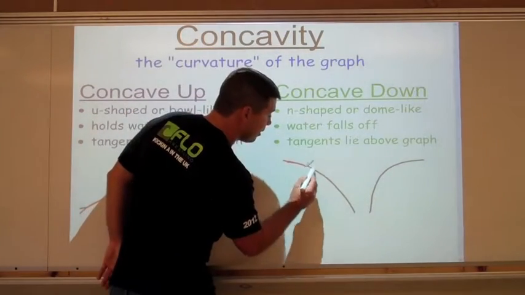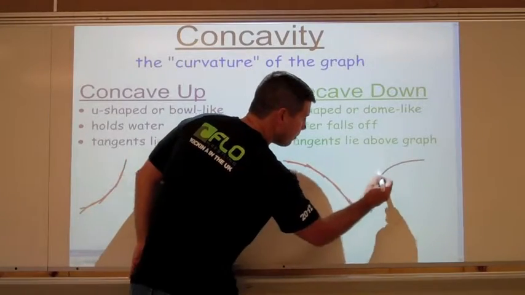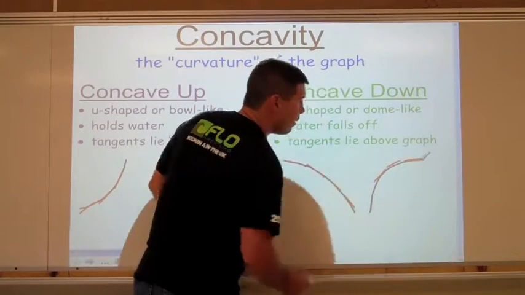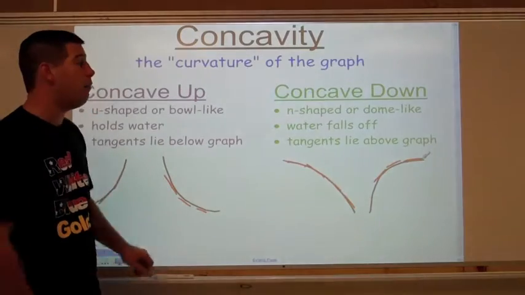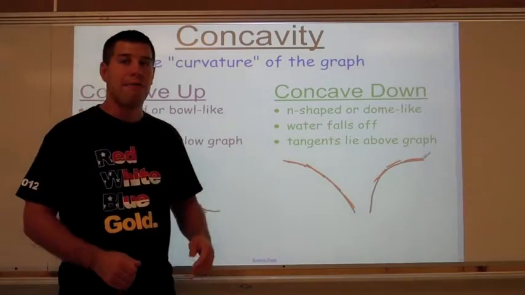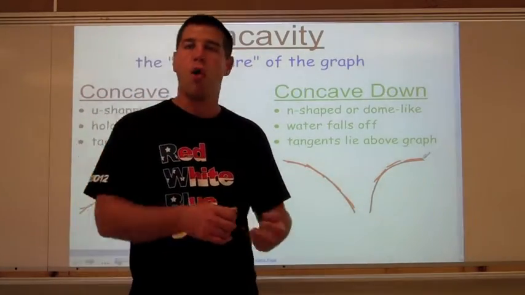So if you drew your tangent lines, they're all on the top. All your tangent lines have to be above the graph. So a graph is considered concave up or concave down.